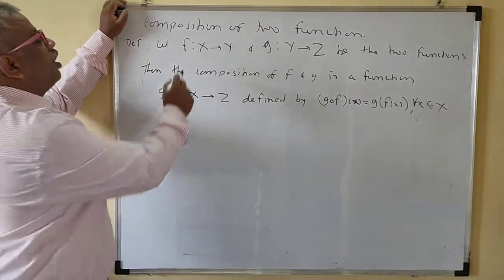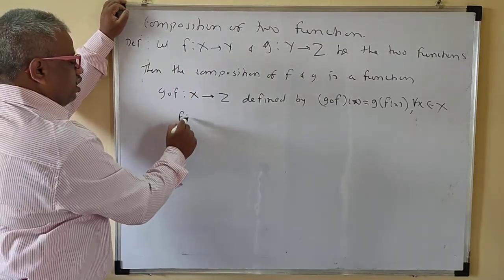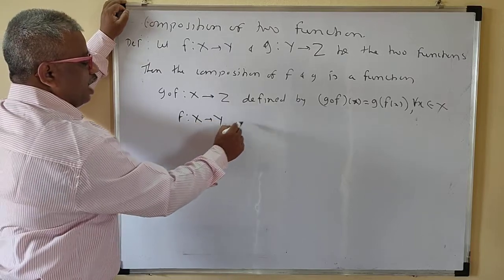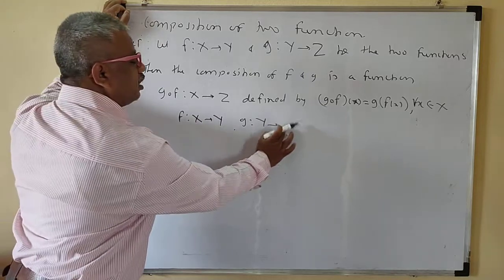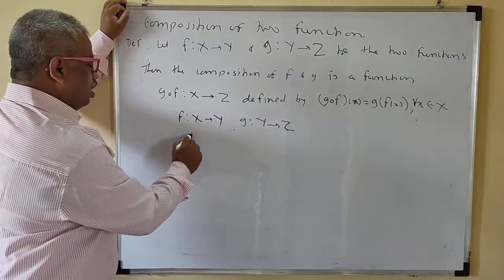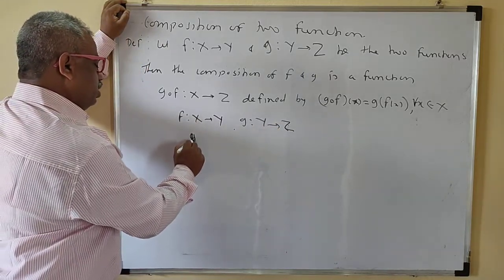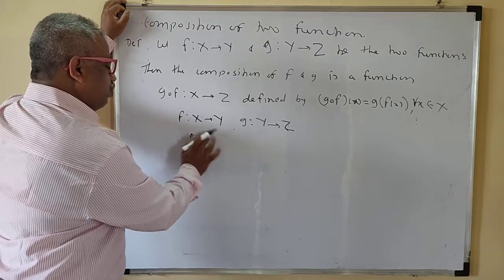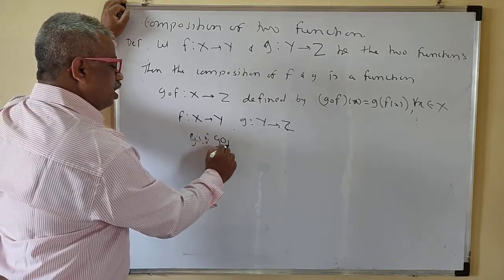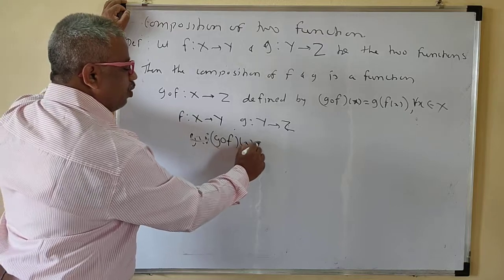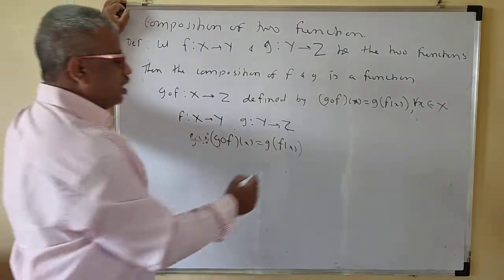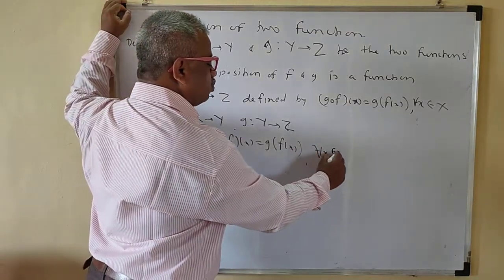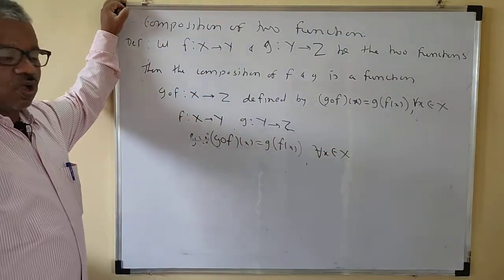Now see here, f from X to Y. So f from what here? X to Y, and g from what? Y to Z. Now Y to Z. So here, if (g∘f)(x), what is the definition? g of f of x. g of f of x. And where is your x? x belongs to X now. Okay, this is true for all x belonging to X.